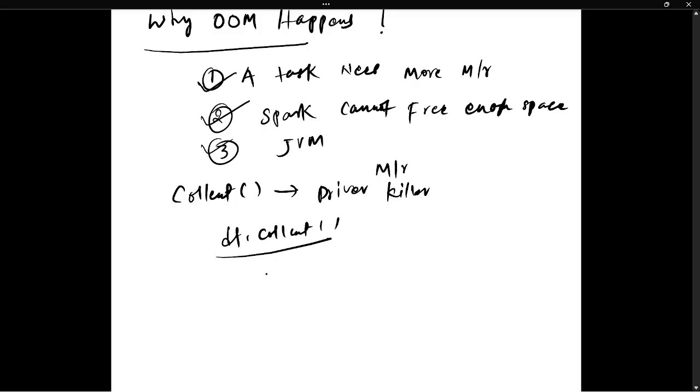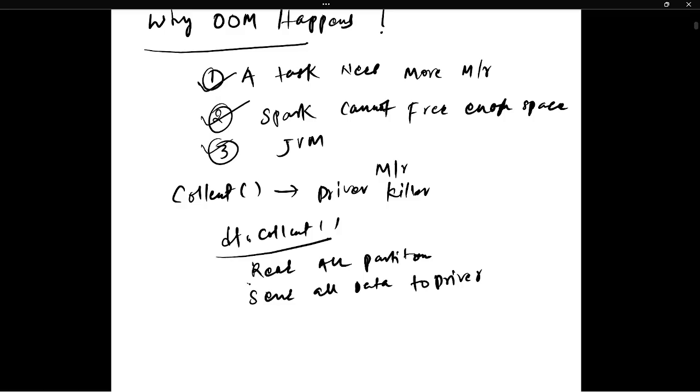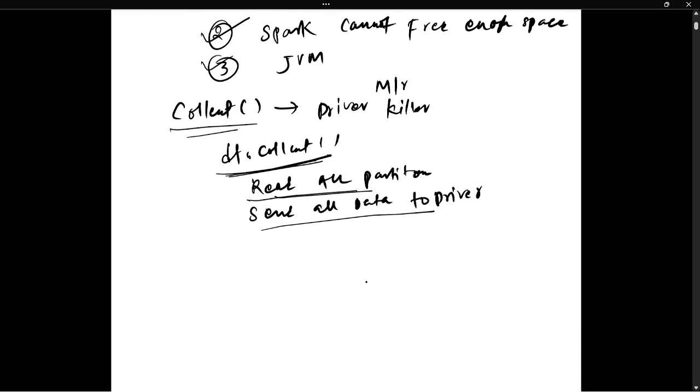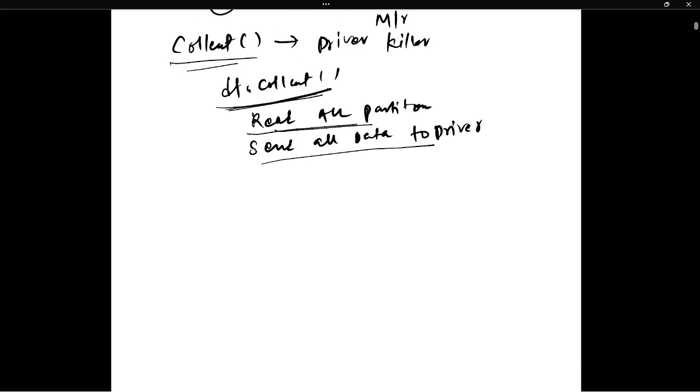So what Spark does is read all the partitions. If you are doing df.collect, it will read all partitions, and then it will send all data to the driver. So these two things will happen. Then the third thing: the driver tries to keep everything in the memory.